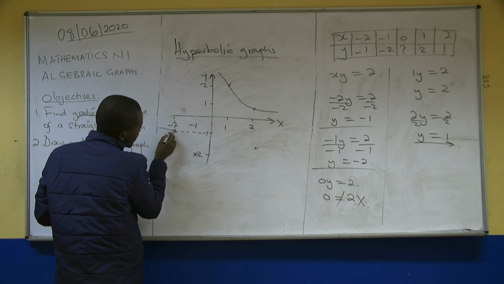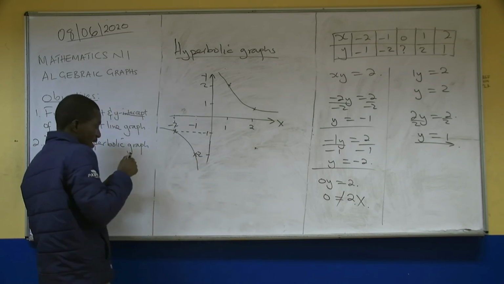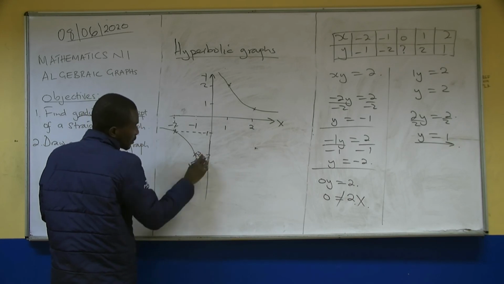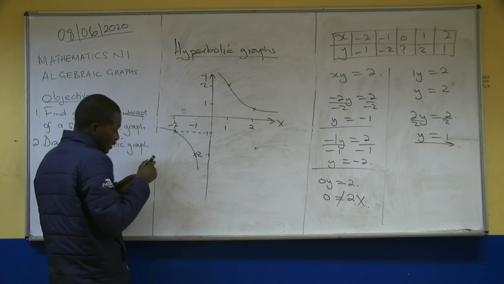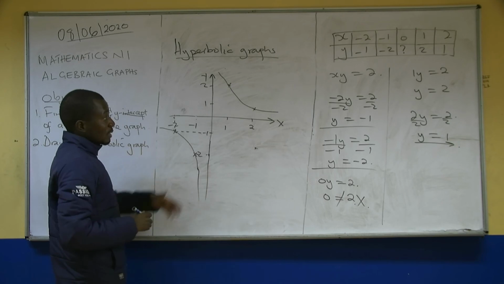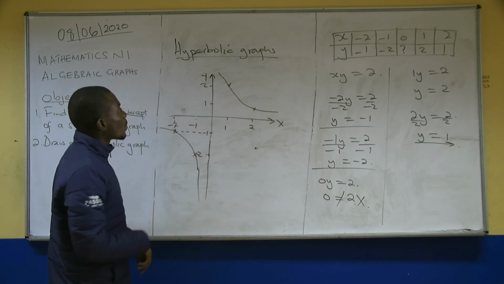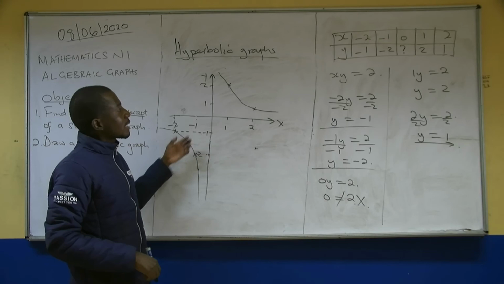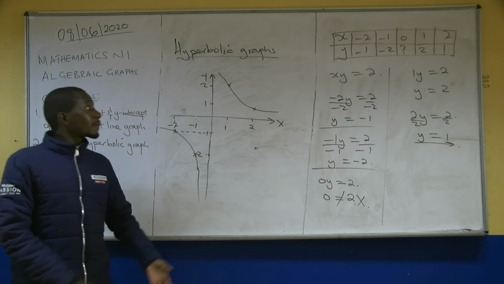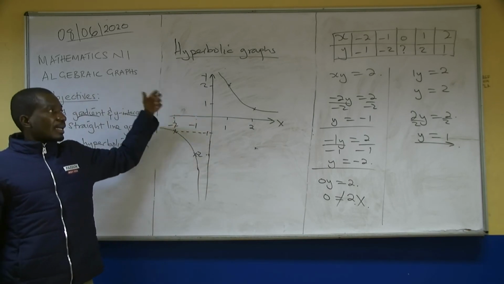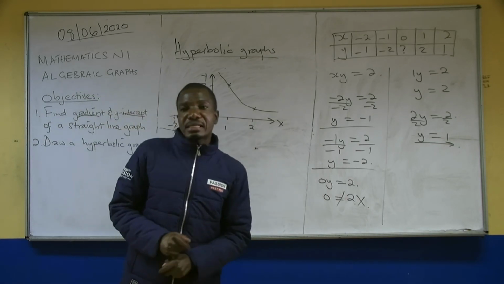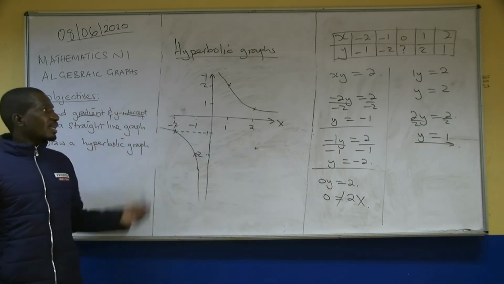So the graph that you are going to produce is something like that, then here, something like that. They are mirror images of each other. But you should note that even if you put in as many values as you like, they will never touch the axis. That is called an asymptote. But at your level, you need not worry. You just need to know how to sketch a hyperbolic graph. So basically, that's how we draw hyperbolic graphs.